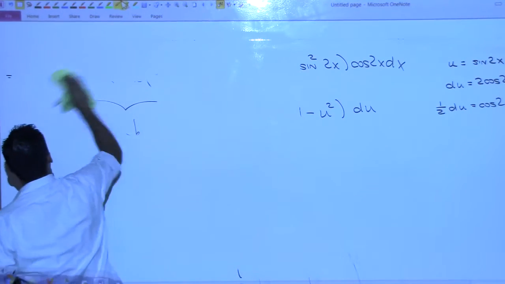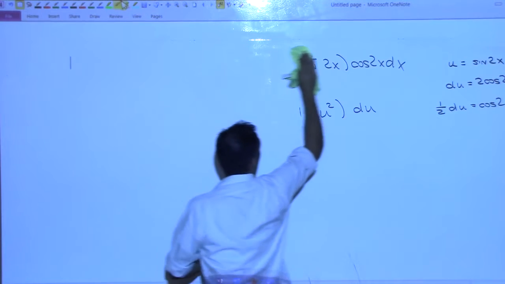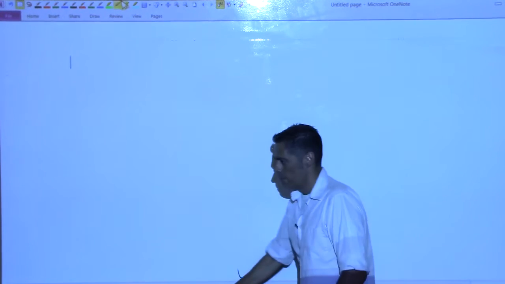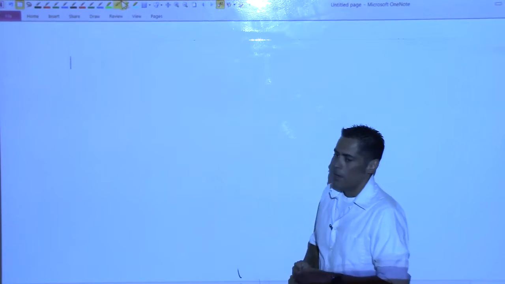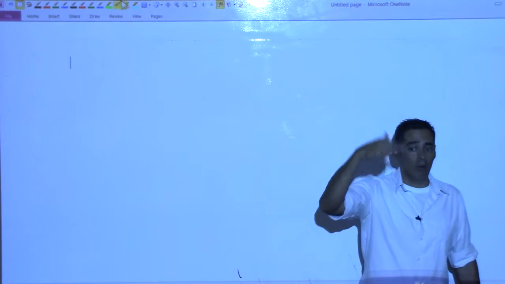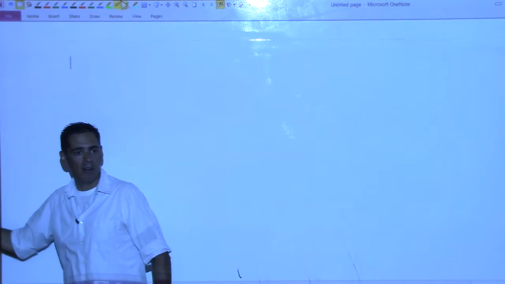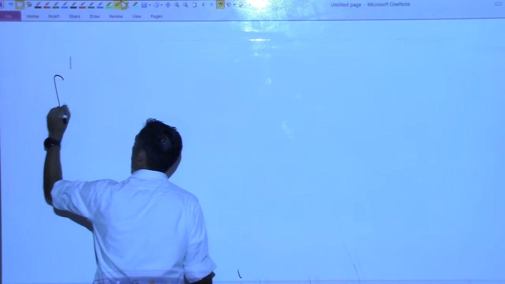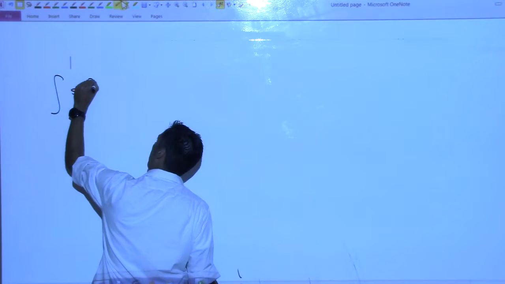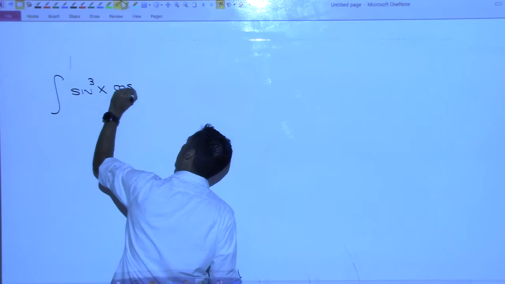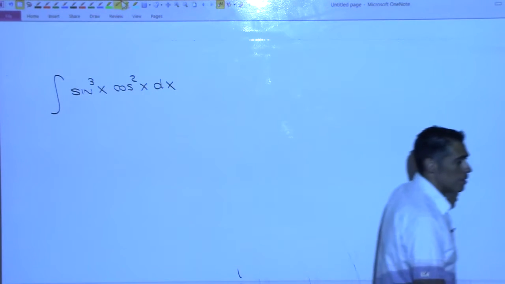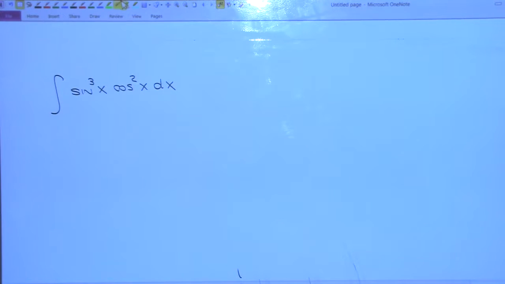Okay, let's shift gears a little bit. If we had sine to an even power, we would do the same thing, but we use this formula instead, right? Okay. So how about this? Oh, now we've got sines and cosines together.